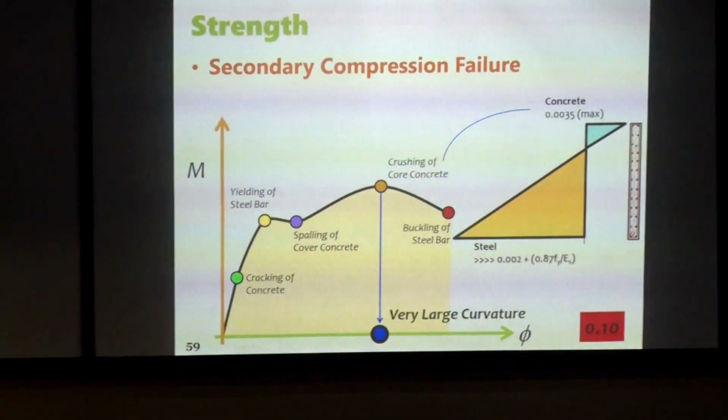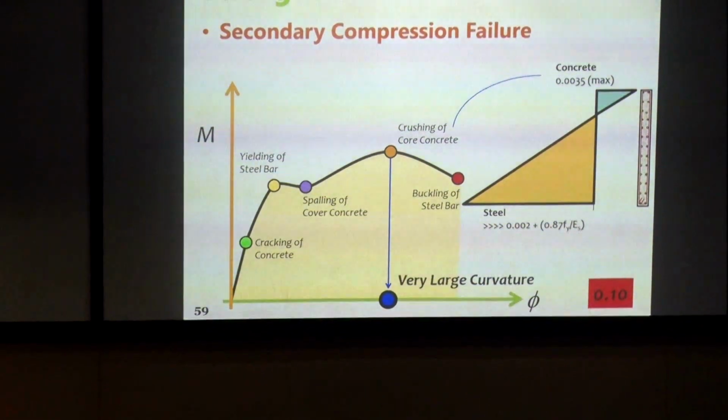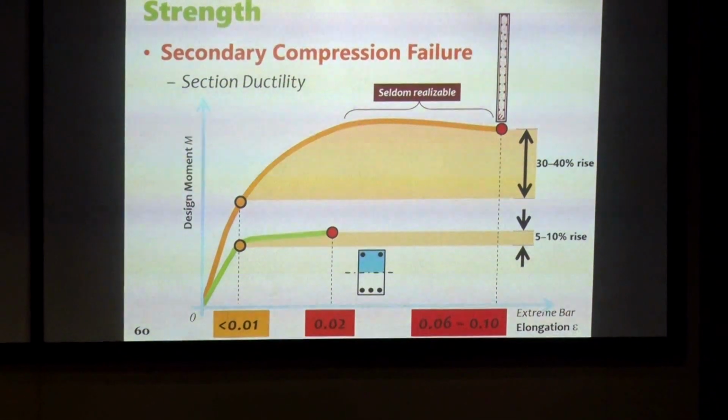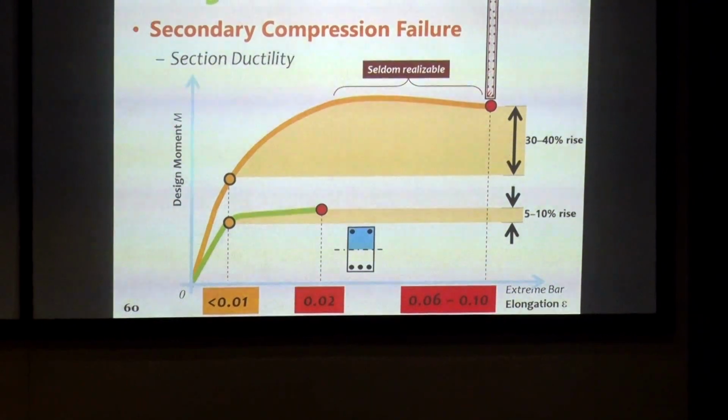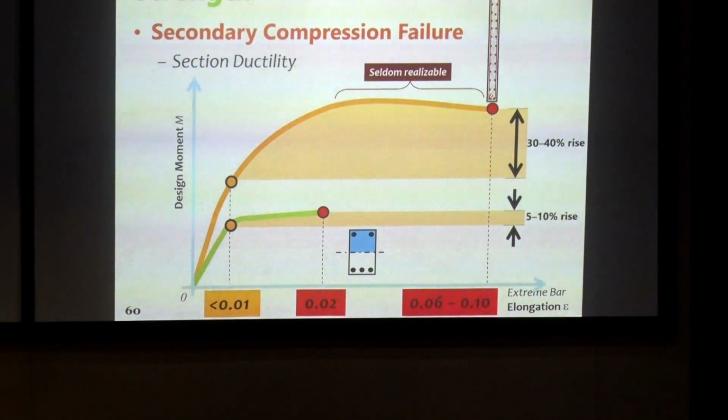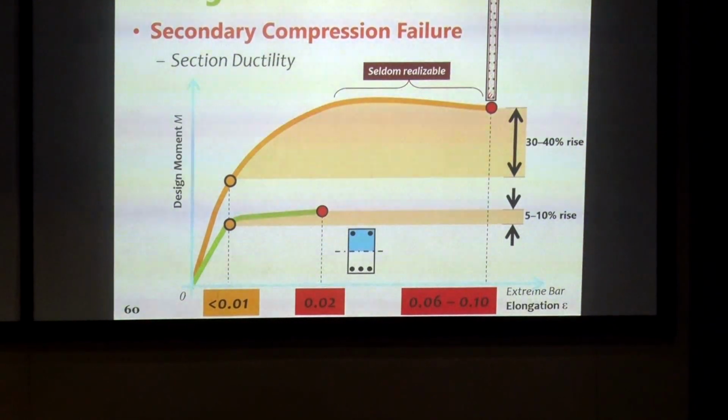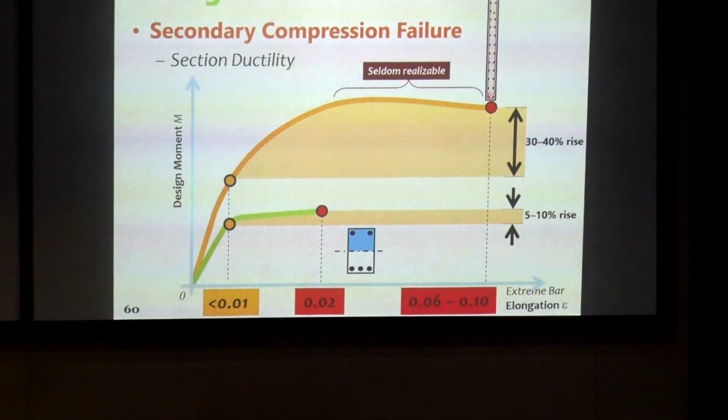If this could happen, the fact remains that it never happens. And that is why everything looks okay. But the implication of that is that we are overestimating the realizable moment capacity of walls by a margin of 30 to 40% by doing this.